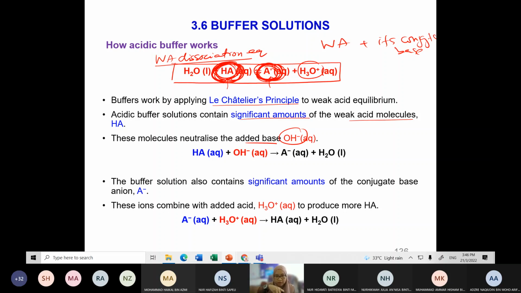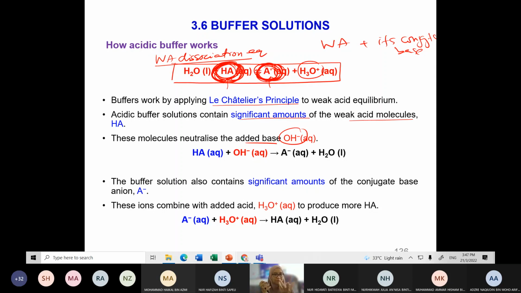You add it into water, and then what happened to the pH, guys? The pH will increase drastically. Dia akan increase drastically. Kenapa? Because there is a presence of OH minus in the solution. So pH akan naik secara mendadak sebab ada free OH ion dekat situ. Okay, so we don't want that to happen. So in order to counter the disturbance, the OH minus tu, something need to be done. That means something need to be used in order to neutralize the OH minus.